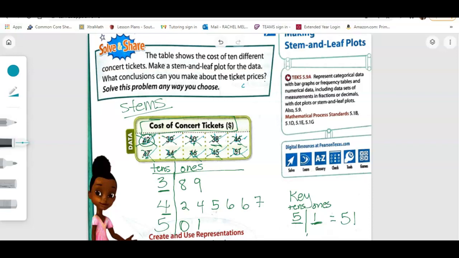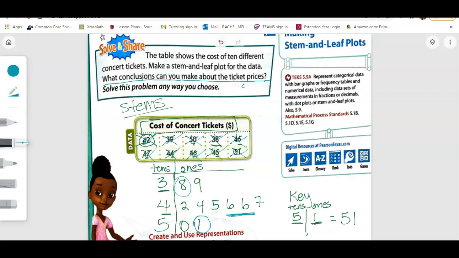Okay, so going back to this question, it says, what conclusions can you make about the ticket prices? Okay, well, I can see that $46 was the price that was the most because it's the only one that has 2 46s. All the rest of them only have one number. I can see that $51 was the highest ticket amount and $38 was the lowest ticket amount.